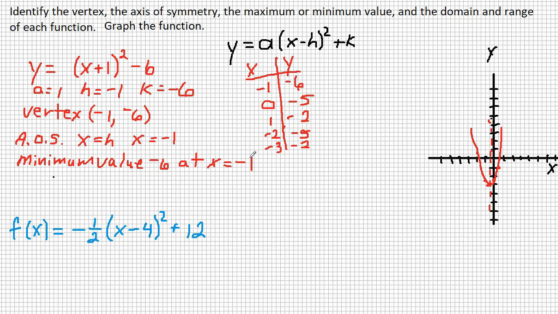All right, domain and range. Well, domain is going to be all real numbers. How do I know? Because I can pick any number I want, plug it in for x, and get an answer. It might be a very big number, it might be a very small number. I can even pick 0. So your domain is all real numbers for these. Domain, all real numbers.